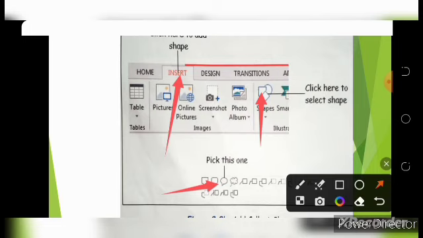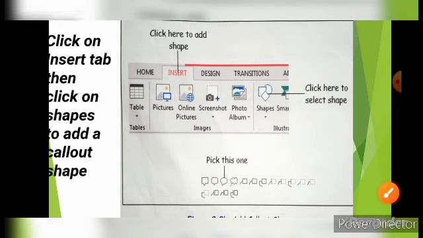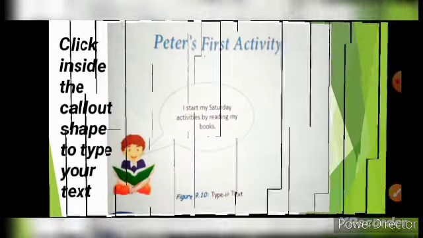When you click on the callout shape, it will be displayed on the screen, and we are going to put the callout shape by the side of Peter's mouth to show what Peter is reading. So this step is to click on the insert tab, then click on shapes to add a callout shape, just as we have done. Now let's quickly see the next step.